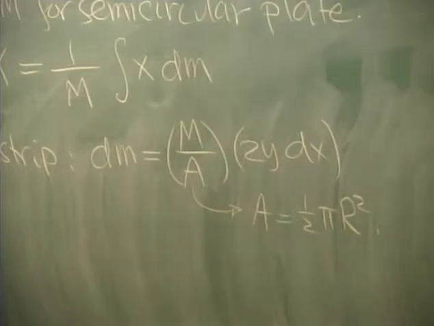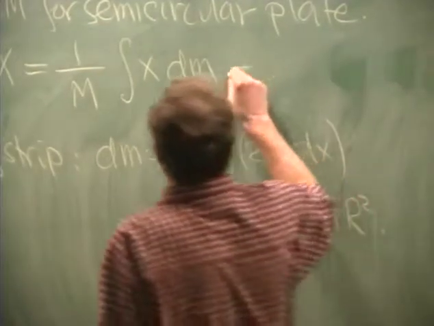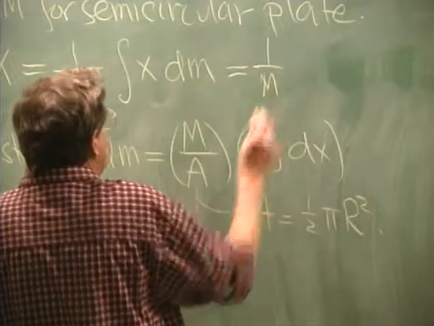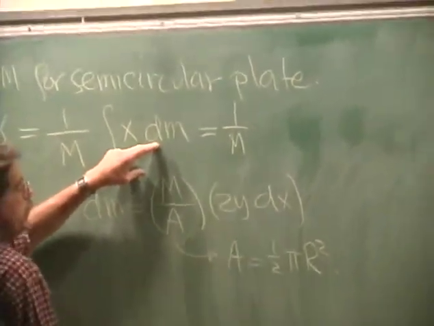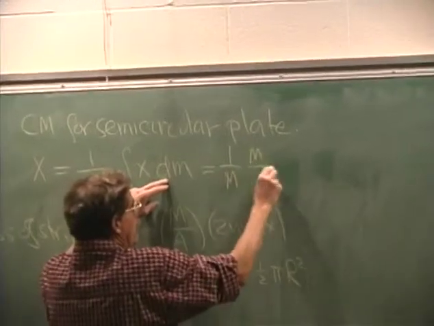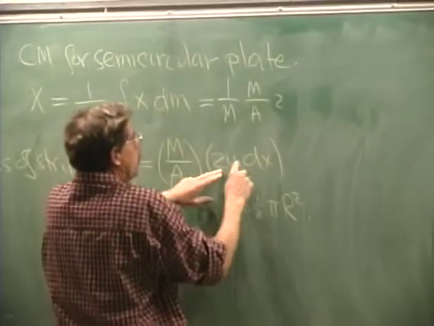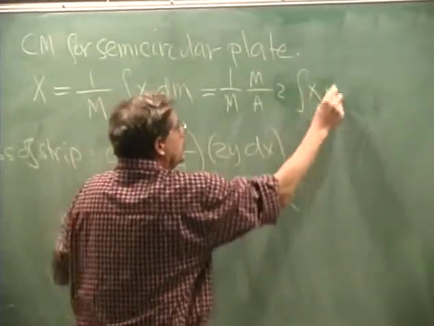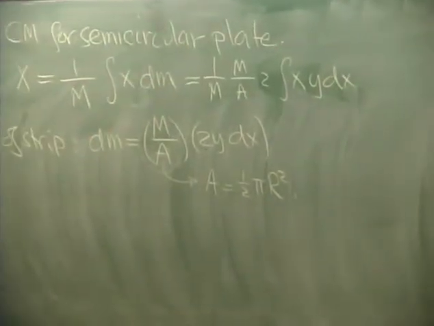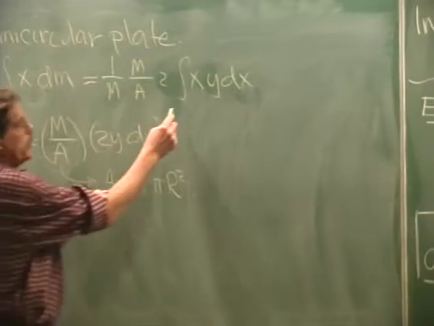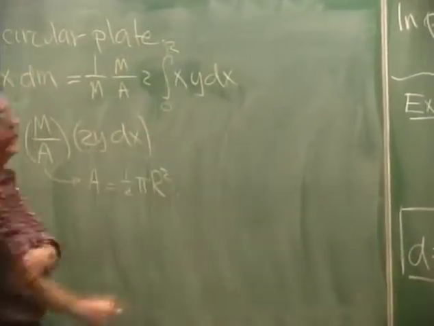Okay, are we in business now? This is 1 over m times m over A, which comes outside the integral, and the 2, and what's left is x y dx. Integrate that between the limits 0 and R.